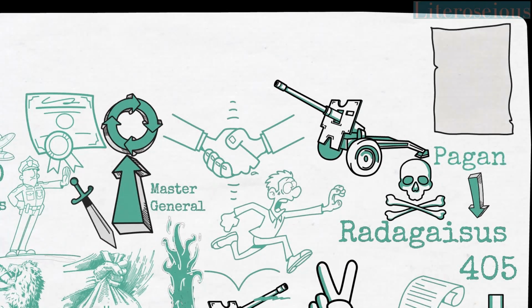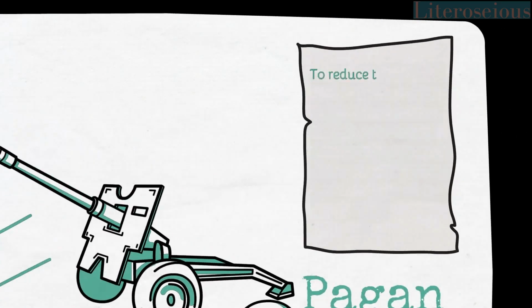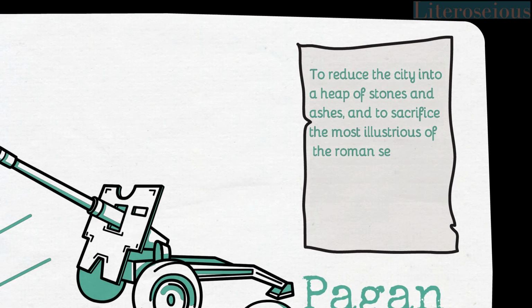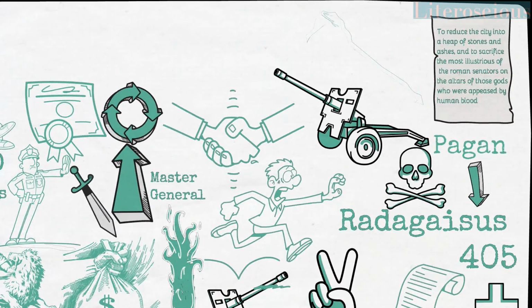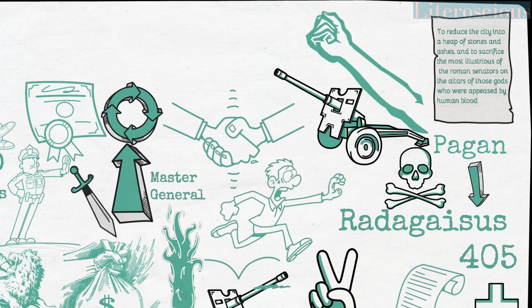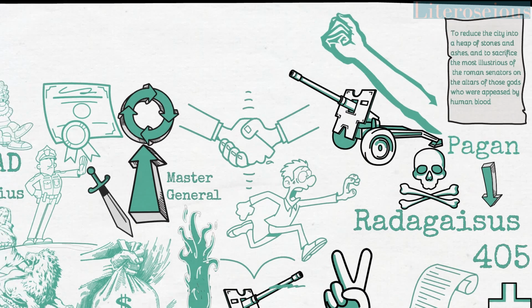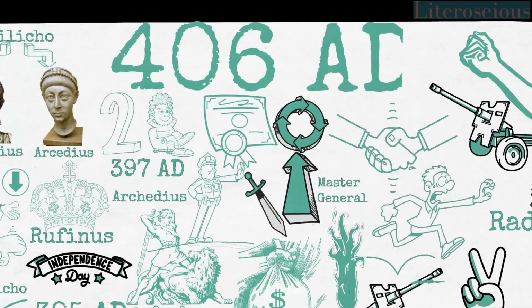His motives, to quote Gibbon, were to reduce the city into a heap of stones and ashes and to sacrifice the most illustrious of the Roman senators on the altars of those gods who were appeased by human blood. But Radagasius could not stand against the might of Stilicho and was at last captured and executed in 406 AD. Some men of his army joined Alaric's force.